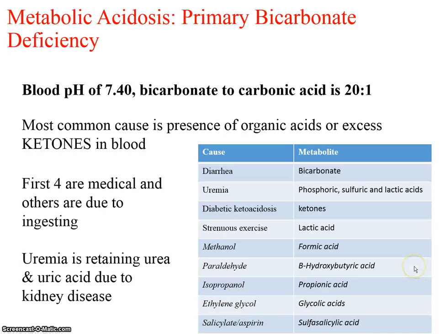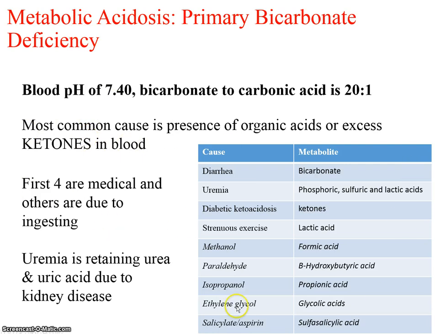Okay, so metabolic acidosis. This is primarily a bicarbonate deficiency. If we look at the mean, a blood pH of 7.4, the ratio of bicarbonate to carbonic acid is about 20 to 1. So you have a lot of bicarbonate compared to the weak acid carbonic acid. The most common cause is the presence of organic acids or excess ketones in the blood.